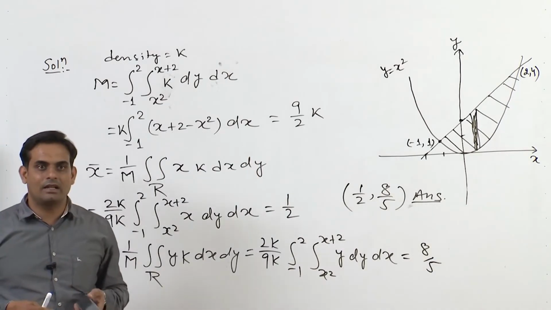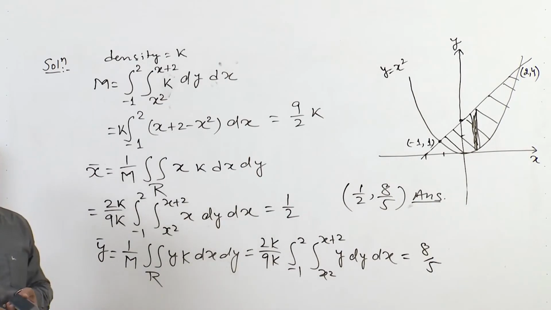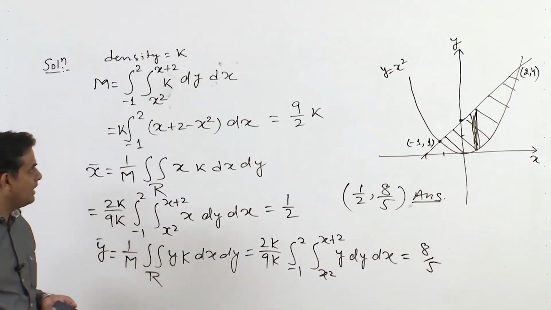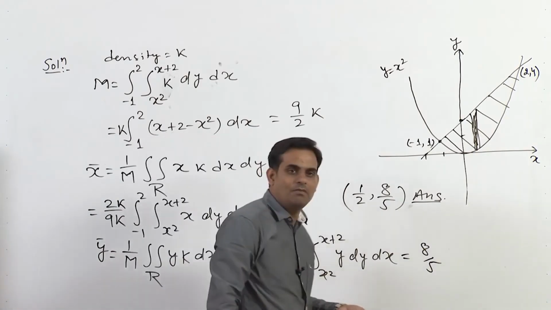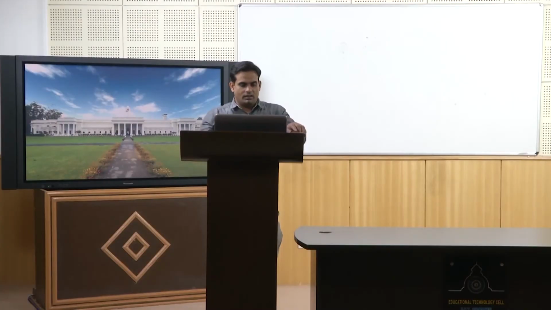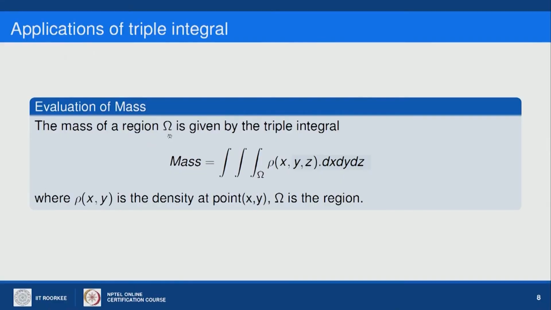Okay, so we have taken two examples, one for volume, another one for center of gravity. Now we will talk about the application of triple integral. In case of triple integral, first of all, mass. The mass of a region omega, where omega is a volumetric, 3-dimensional region, is given by the triple integral over the region omega of rho(x, y) dx dy dz, where rho(x, y) is the density at a point (x, y) and omega is the region.